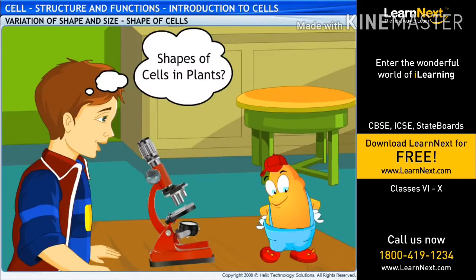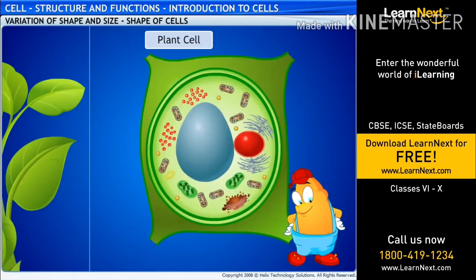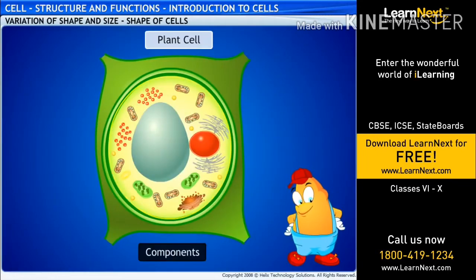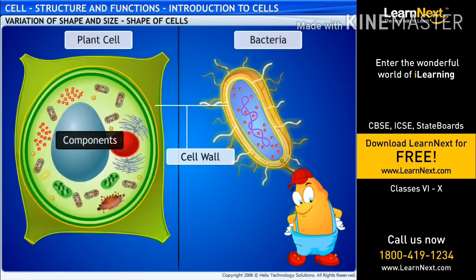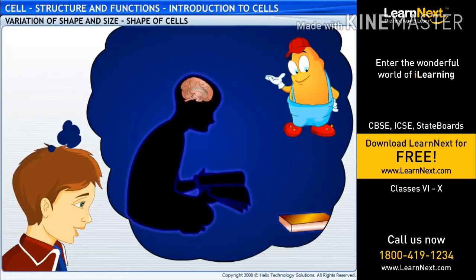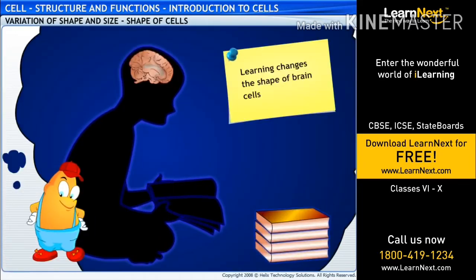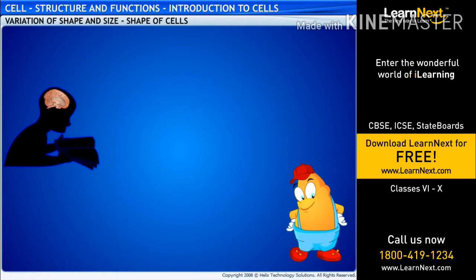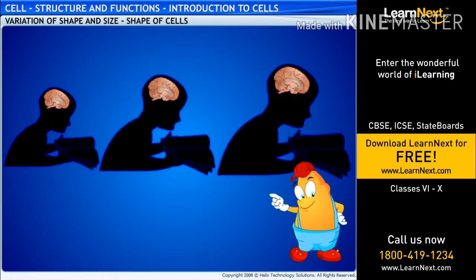That's interesting. What about the shapes of cells in plants? Plant cells have a definite shape. This shape is determined by the components of the cell. In addition to the components of the cell, plant cells and bacteria have cell walls that provide rigidity. Here is an interesting piece of information, Victor. Scientists studying the shape of cells are of the opinion that learning changes the shape of brain cells. So, as you learn and grow, the shape of your brain cells gradually changes.